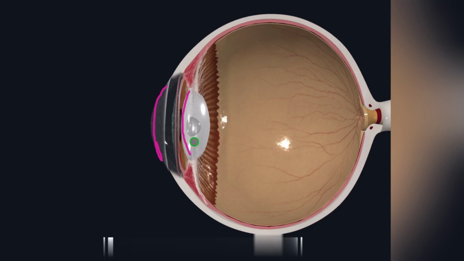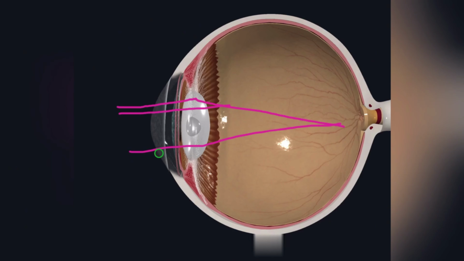Then there's astigmatism, which happens when the cornea or lens isn't perfectly round. It's more like an oval. This creates multiple focal points, some in front of the retina, some behind, resulting in blurry or double vision. So, nearsightedness, farsightedness, and astigmatism all come from structural issues in the eye.